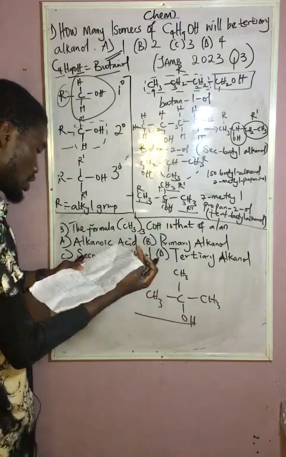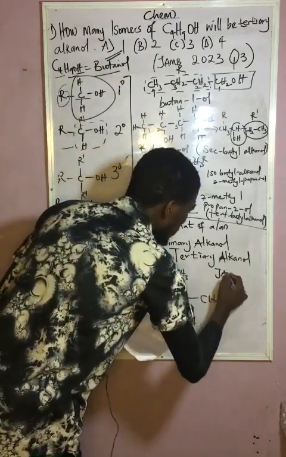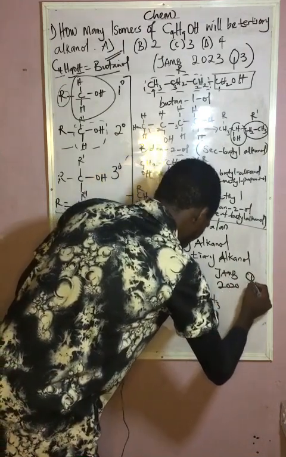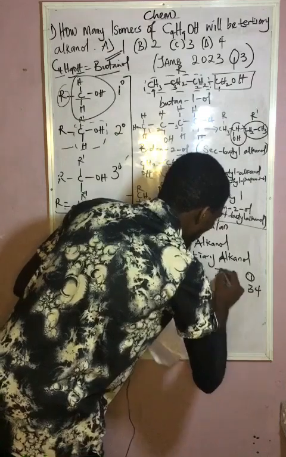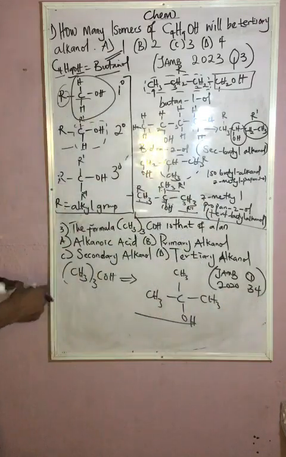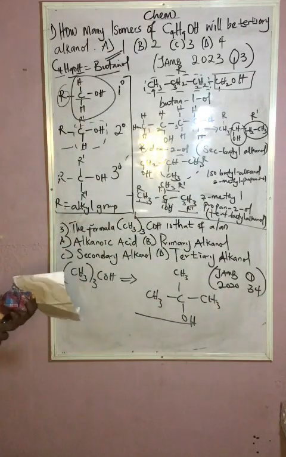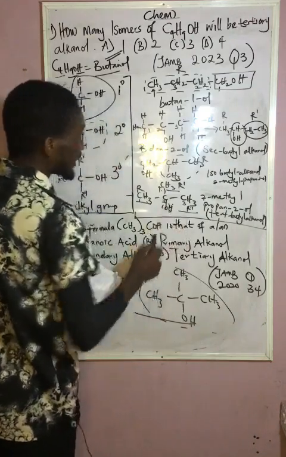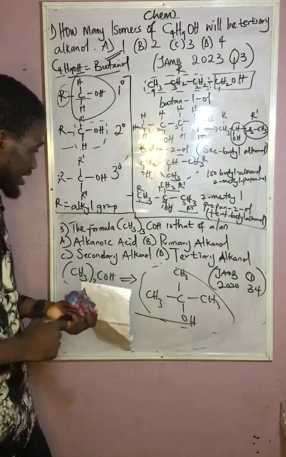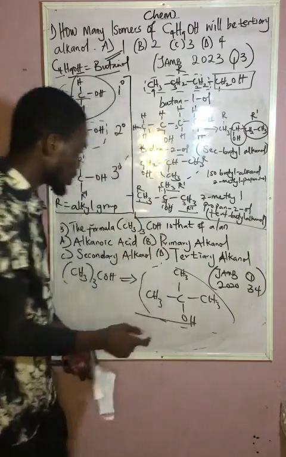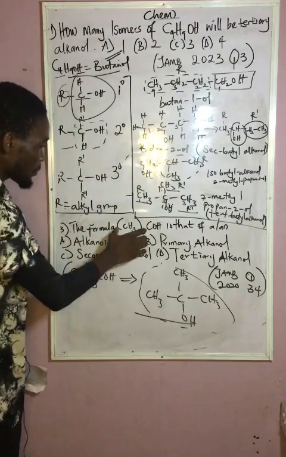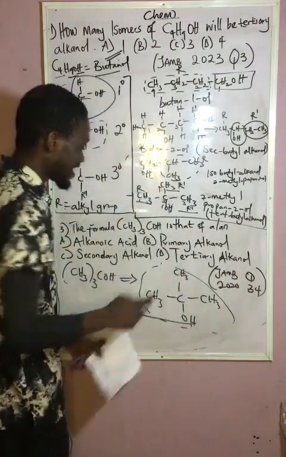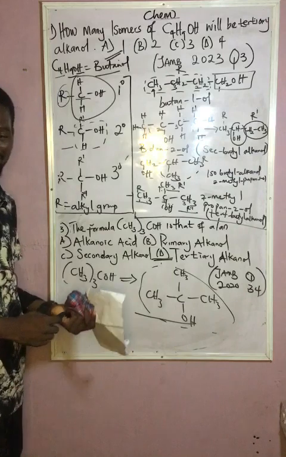When you look at this question, this is also a JAMB question. This is JAMB 2020 question 34. If you are working with past questions, take a look at that. When you look at this here, class, and what I explained earlier under the alkanol, you can see that we're having the same thing. This particular formula is a good example of a tertiary alkanol, which is this. Are you with me, class?